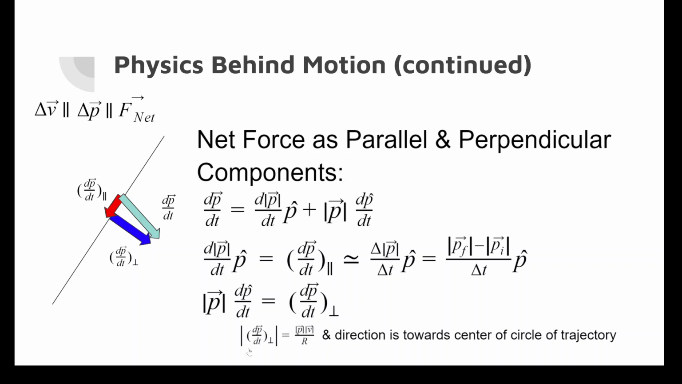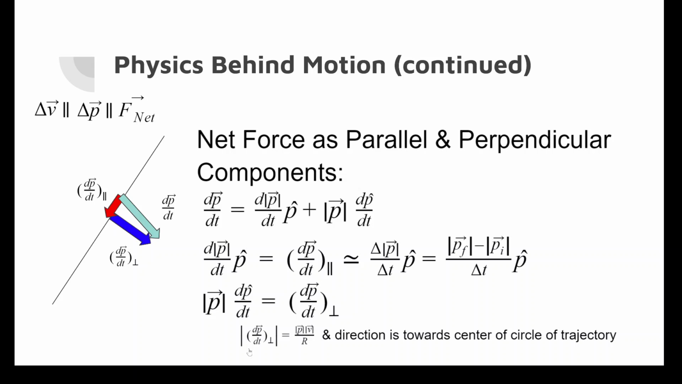Now, if the interval of time between v1 and v2 is very small, then delta p over delta t would be approximately the derivative of momentum with respect to time. We also know that momentum is equal to the magnitude of momentum times the unit vector p, and with that knowledge we get the above equation for dp dt. The first component of dp dt is the parallel component of the net force, which points in the direction of p hat, and is approximately equal to the change in the magnitude of momentum over the change in time times the unit vector p, because delta t is small.